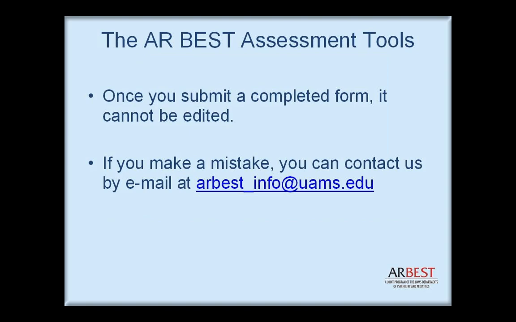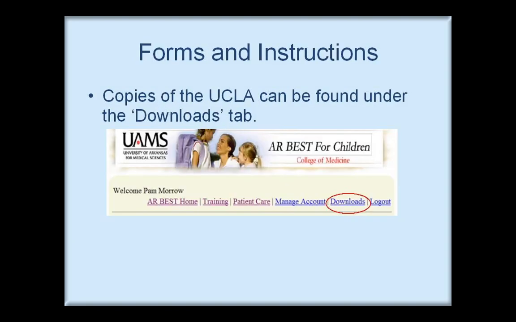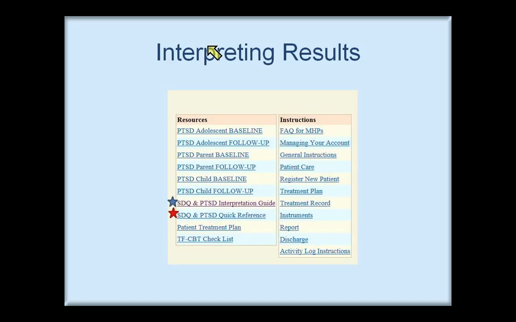This is where I'm going to show you where to get paper copies of all those UCLA baseline and follow-up forms. You're going to click Downloads, and this is the screen that you'll see. You'll notice that the adolescent baseline and the adolescent follow-up are right below there, and you can open these up. They're PDF versions. Just go ahead and save them to your desktop or whatever file is easy for you to access.